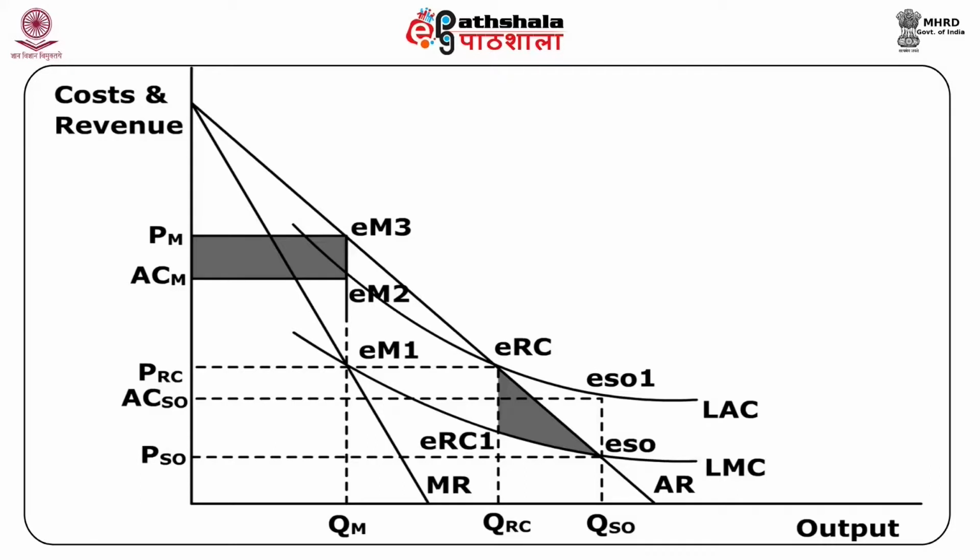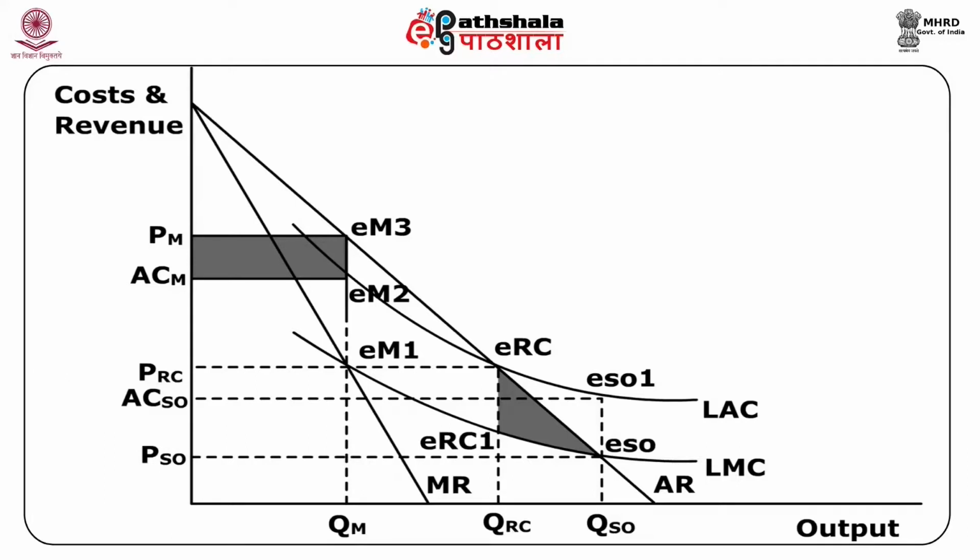If the public utility provider were to act as a monopolist, they would produce QM level of output and charge a price equal to PM per unit, hence making a profit equal to the rectangular region ACM, PM, EM2, EM3. This level of output is not the most efficient since average costs are declining.